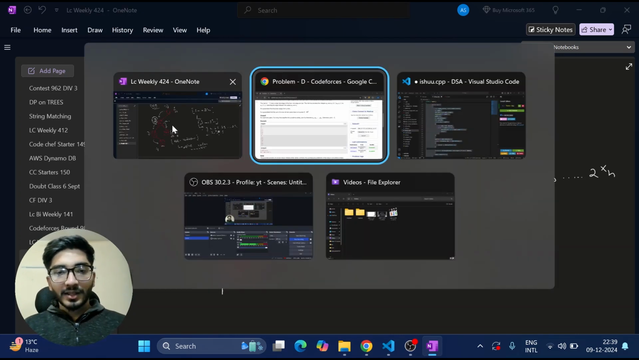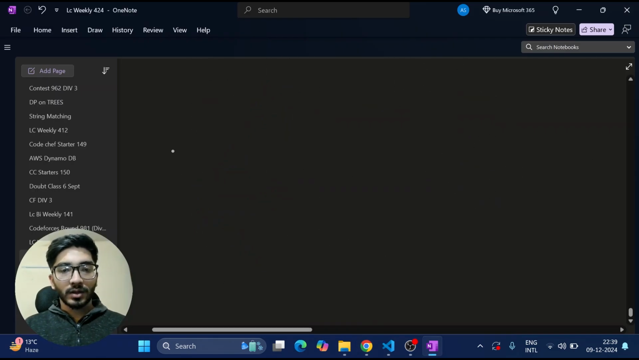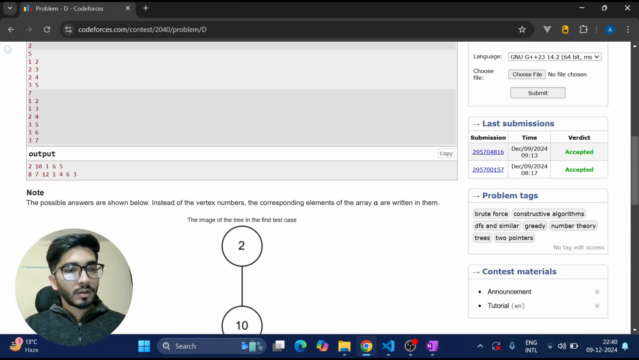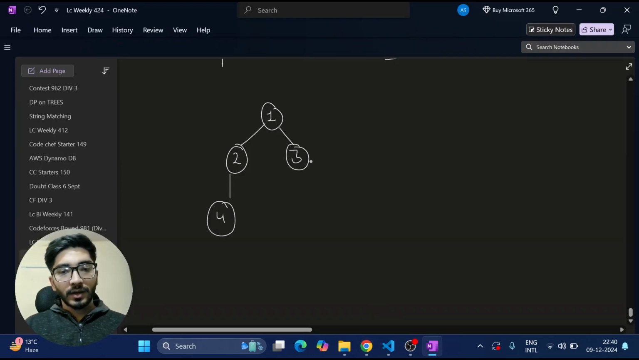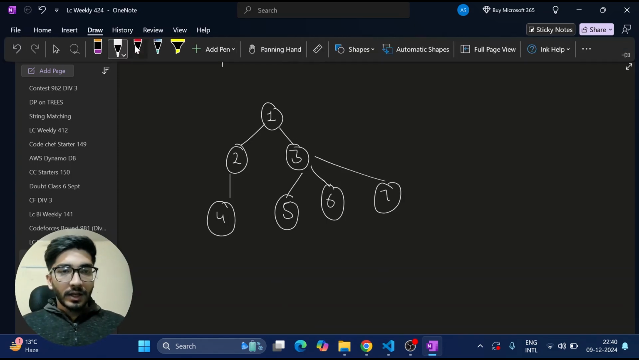So let's see whether this solution will work on all the cases or not. So let's take the second example as well. In this case, node number 1 is connected to 2, 1 is connected to 3, 2 is connected to 4, 3 is connected to 5, 6 and 7. So 3 is connected to 5, 6 and 7.